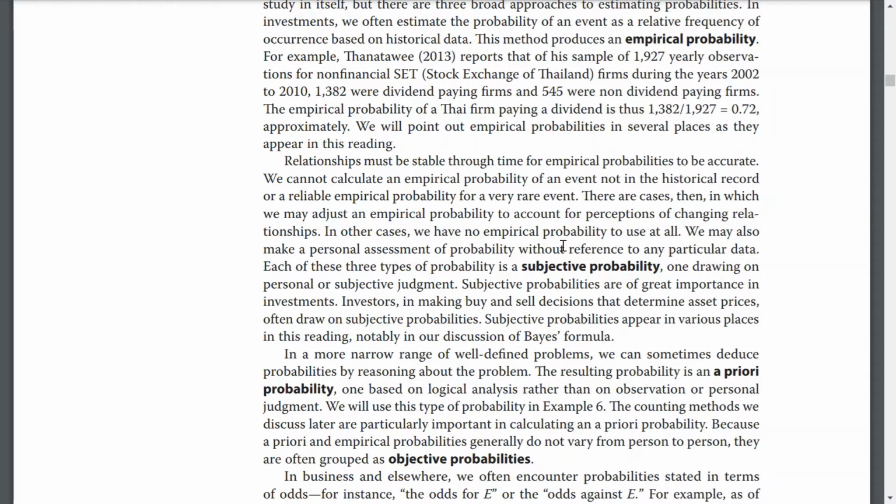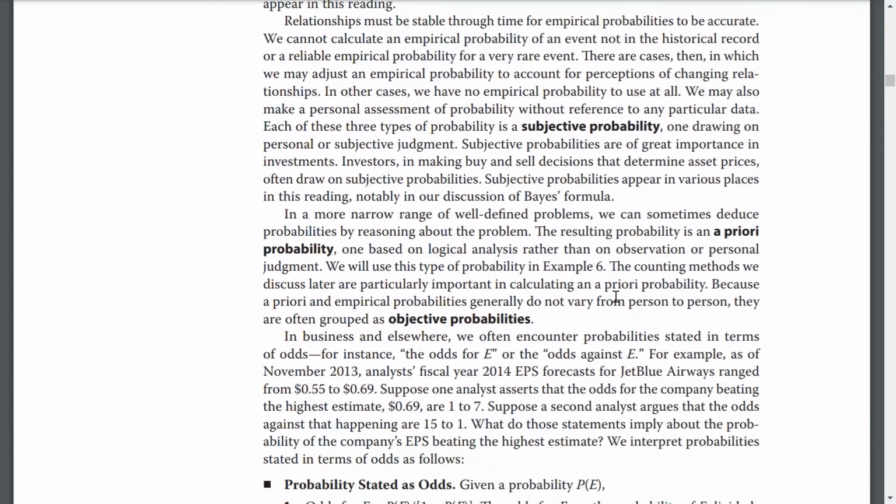We may also use a personal assessment of probability without reference to any particular data. Each of these three types of probability is a subjective probability, one drawing on personal or subjective judgment. Subjective probabilities are of great importance in investments. Investors making buy and sell decisions that determine asset prices often draw on subjective probabilities. Subjective probabilities appear in various places in this reading, notably in the discussion of Bayes' formula.